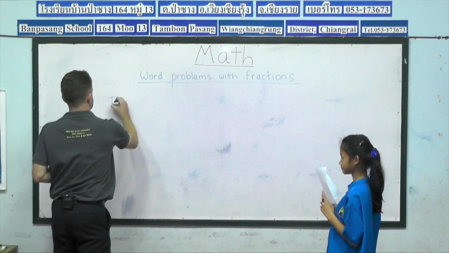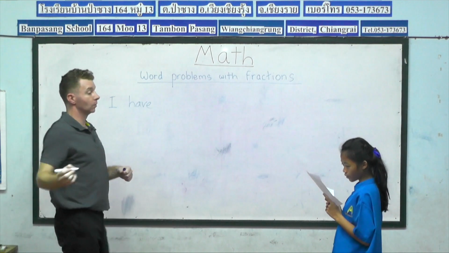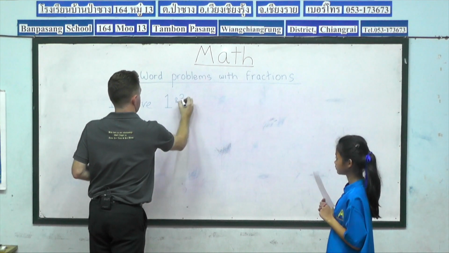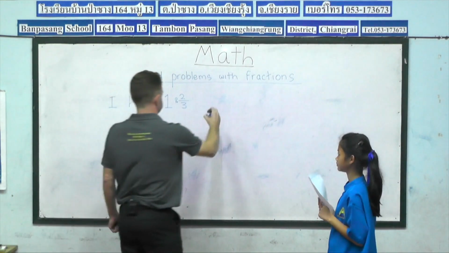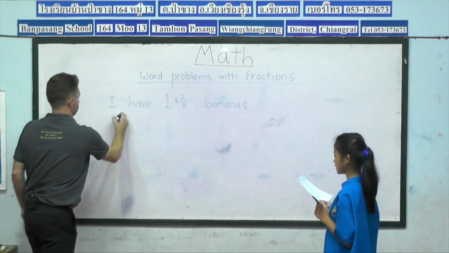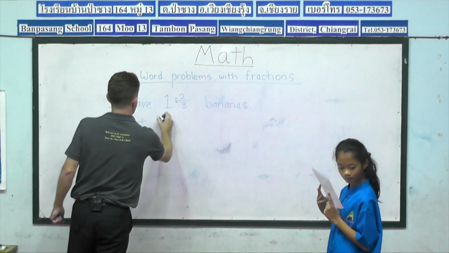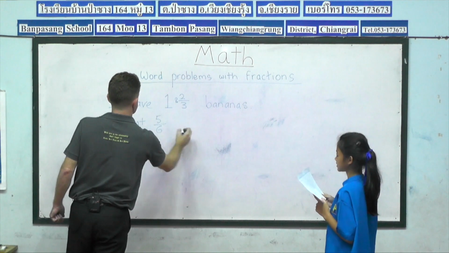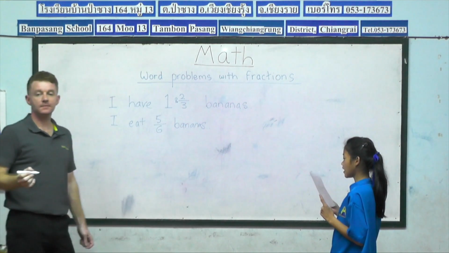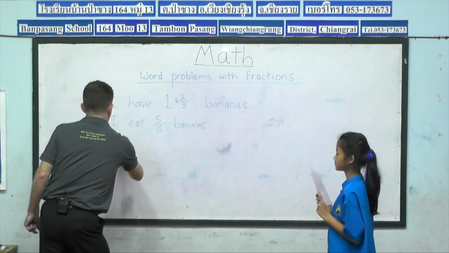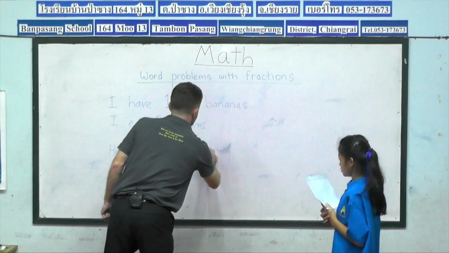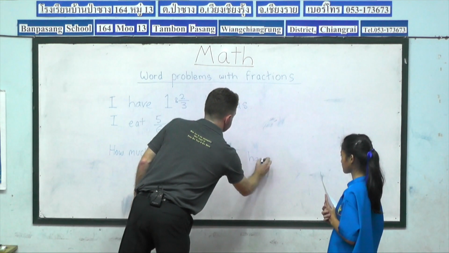I have 1 and 2 over 3 bananas. Okay. I eat 5 over 6 bananas. How much banana do I have left?